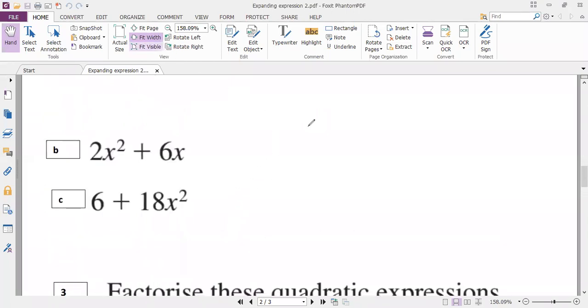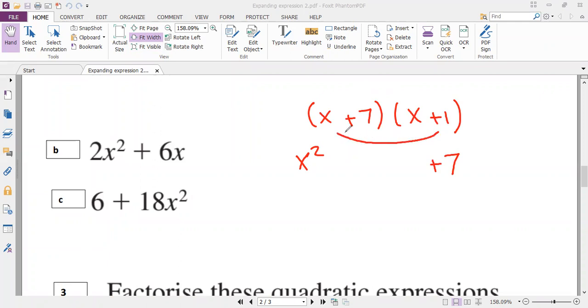What if I have x plus 7 times x plus 1? As I said, let's revise it again. Multiply the first by the first, x squared, and the second by the second, 7. What is in the middle? x times 1 is x, and 7 times x is 7x. Add them together, it's 8x. So we write in the middle plus 8x.